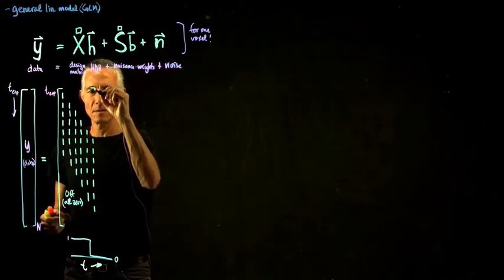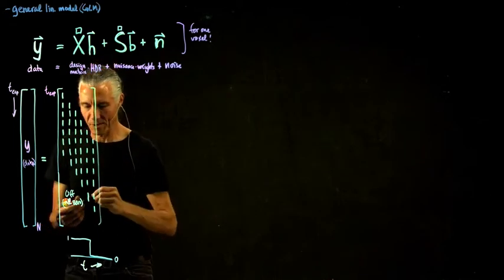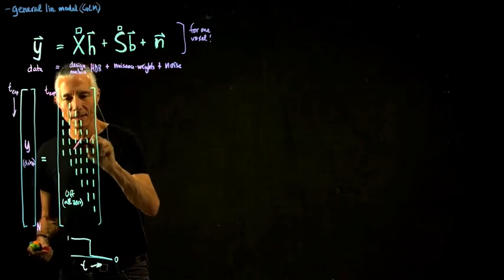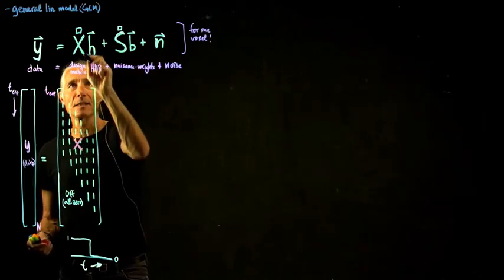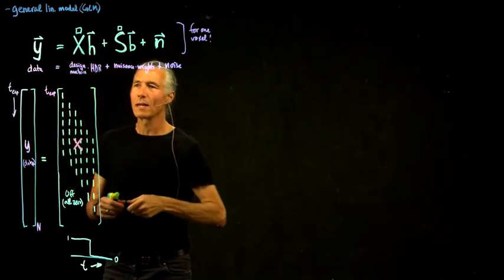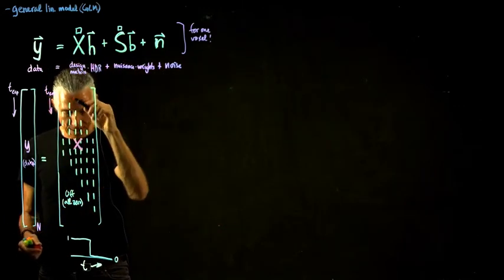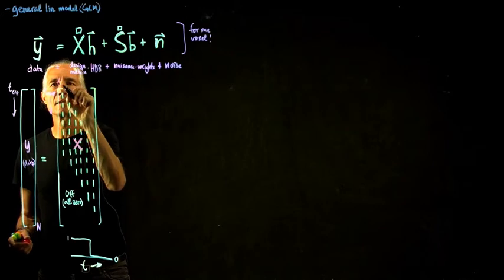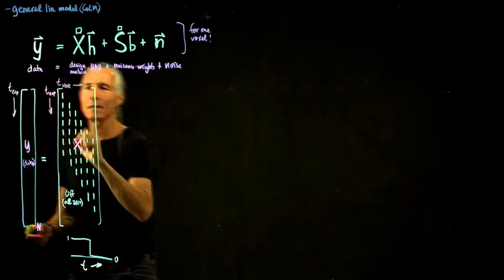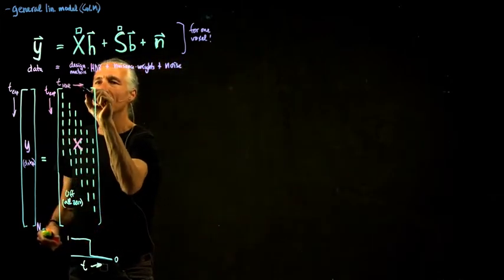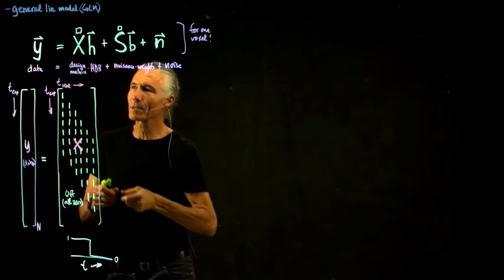Okay, so here's that design matrix. So this guy is the X matrix. That's this guy up here. And so it's got experiment time running that way, and then this time is the hemodynamic response function time running that way. So that's how many time steps you're allowing in your hemodynamic response function.